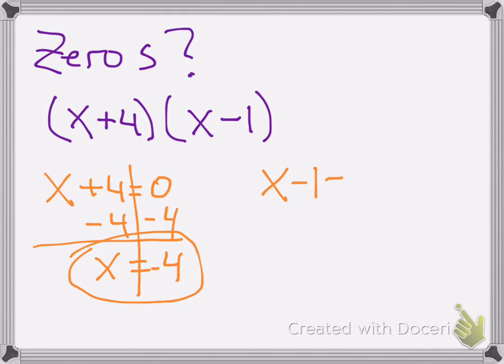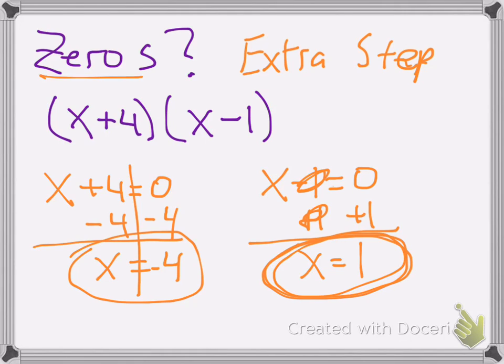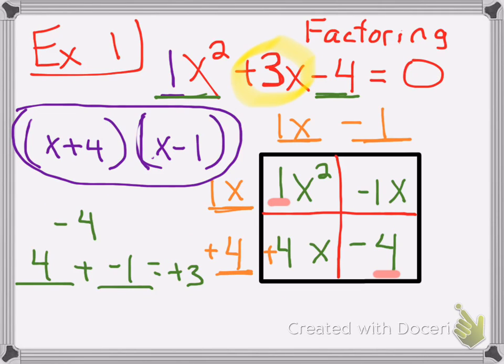And then x minus 1 equals 0. Do the opposite, plus 1 to both sides. Cancel out. x equals 1. So there's my other zero. We're just doing one extra step. This is our extra step to find the zeros. This is going to be the question. Right here is what you have to do in order to set up to actually find the zeros.